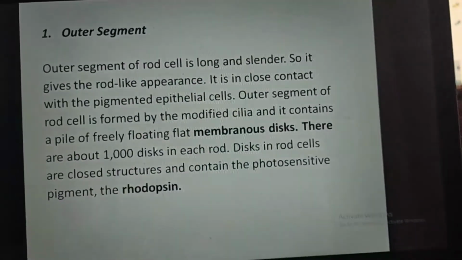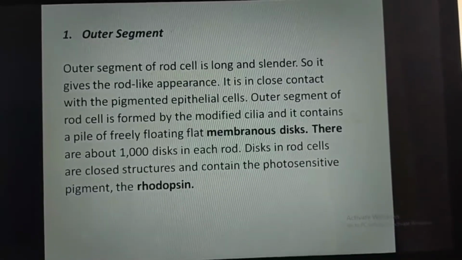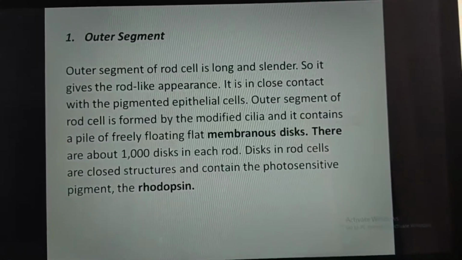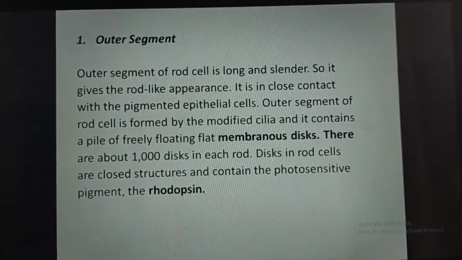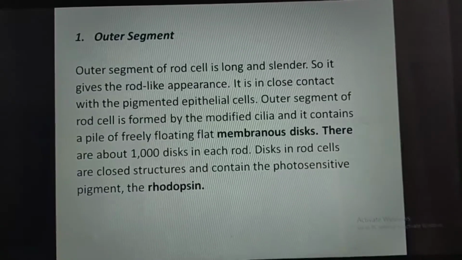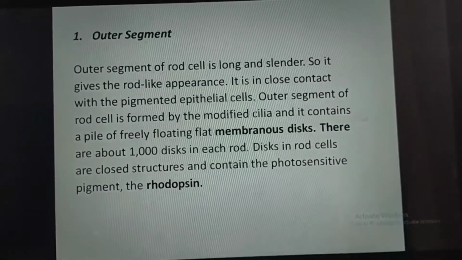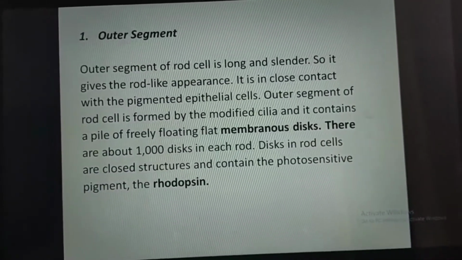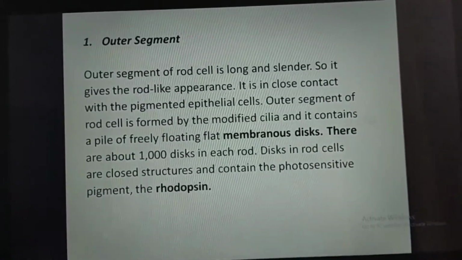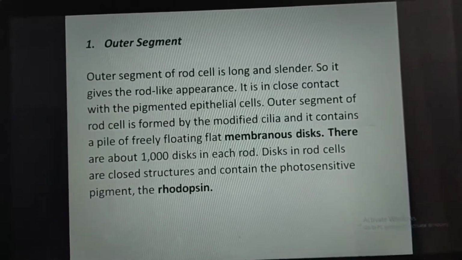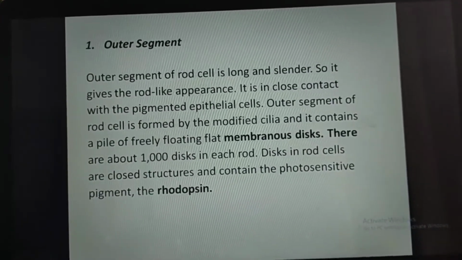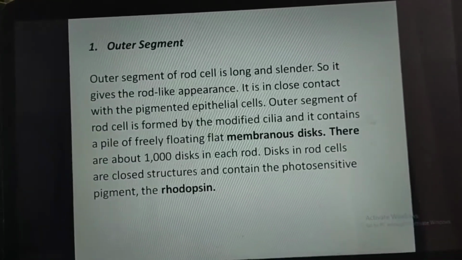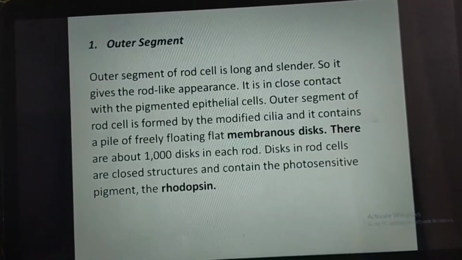Outer segment. The outer segment of the rod cell is long and slender, so it gives the rod-like appearance. It is in close contact with the pigmented epithelial cells. Outer segment of rod cells is formed by modified cilia, and it contains a pile of freely floating flat membranous discs. There are about 1000 discs in each rod. Discs in each rod cell are closed structures and contain the photosensitive pigment, which is called rhodopsin.